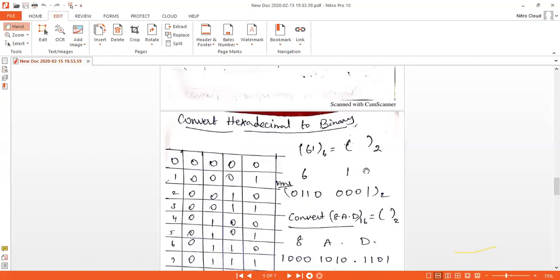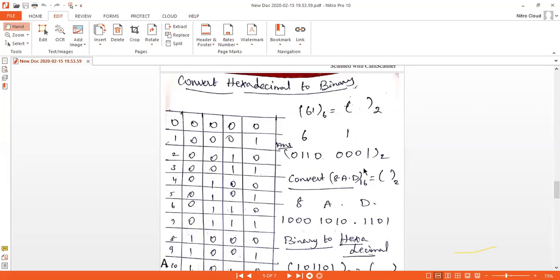Then hexadecimal to binary. Hexadecimal means the base value is 16.